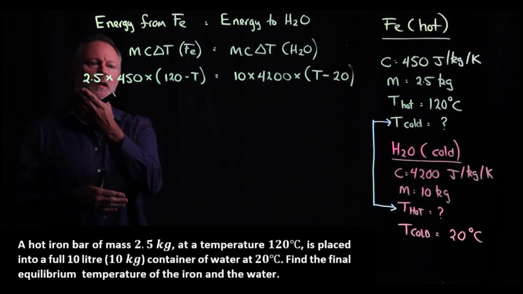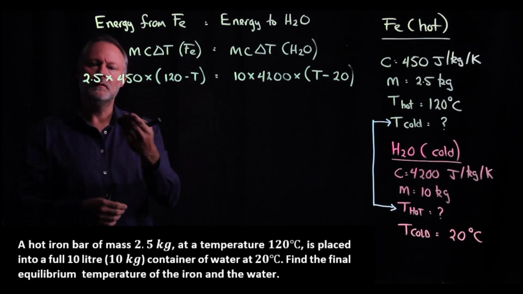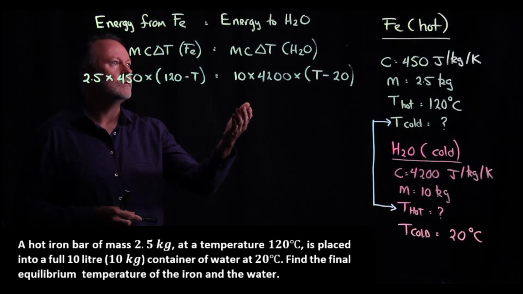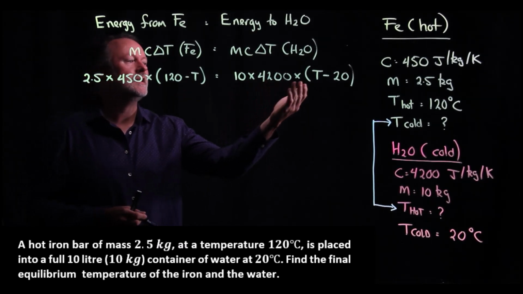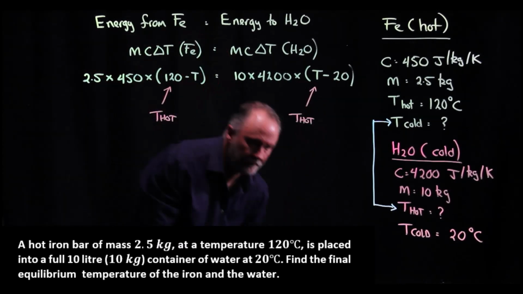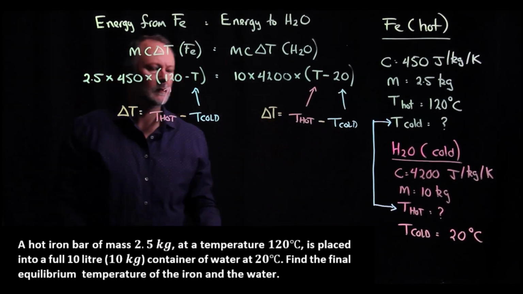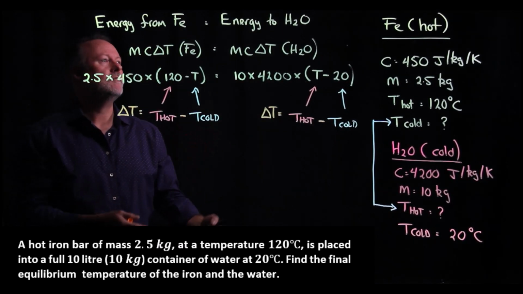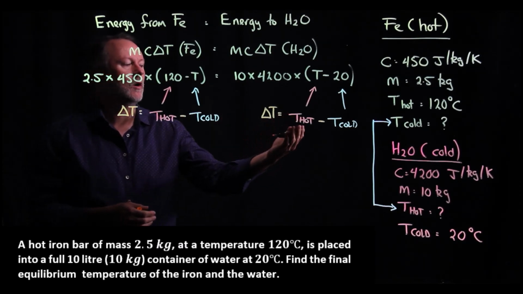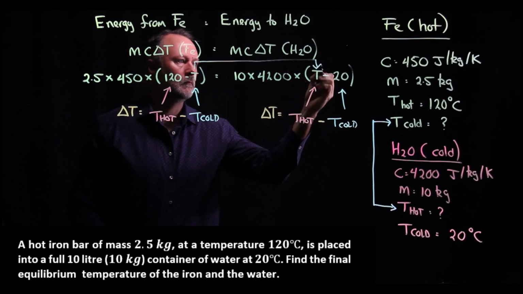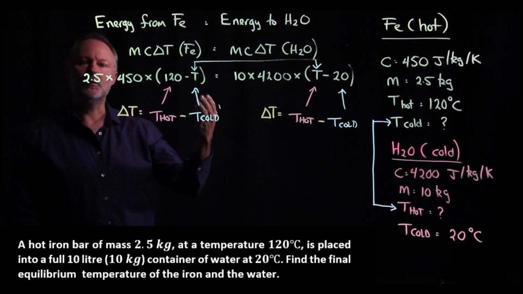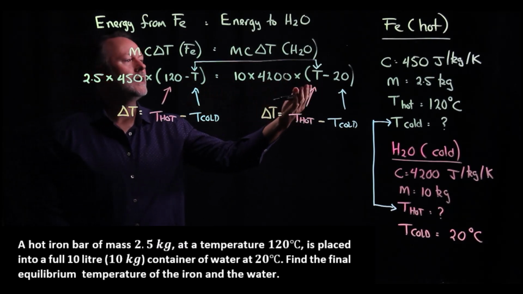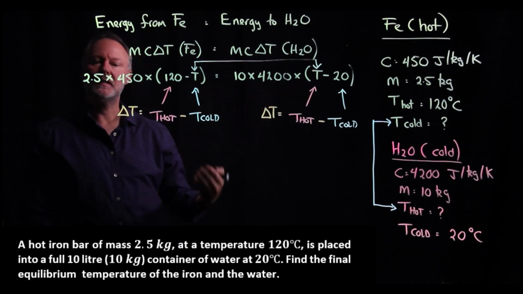So this equation shows the energy transferred from the iron, its mass, its specific heat and its change in temperature. And this shows the energy transferred to the H2O, the water, its mass, specific heat and its change in temperature. So as can be shown, from the iron's perspective, the change in temperature is its hot, take away its cold. And from the water's perspective, the change in temperature is also its hot, take away its cold. These two temperatures are in equilibrium, as the iron cools to an equilibrium temperature and the water rises to an equilibrium temperature. Let's now solve this equation.